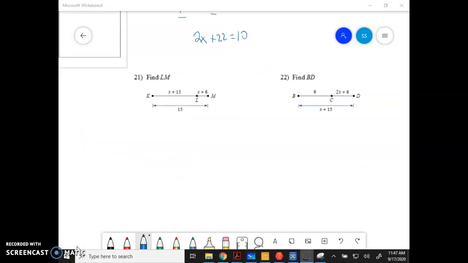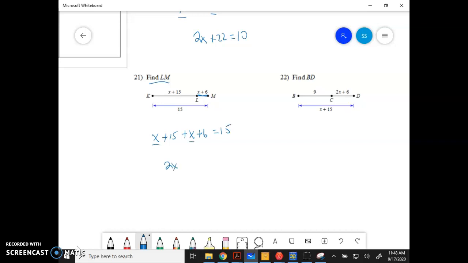Last two problems on here are the same but slightly different. It's just what we're actually looking for. So we're looking for LM. We just want this little piece right here. So we just need to figure out what x is, add 6 to it, and then we have LM. We're going to set it up the same way to figure out x. We need to know that this length plus this little length equals 15. So x plus 15 plus x plus 6 is equal to 15.